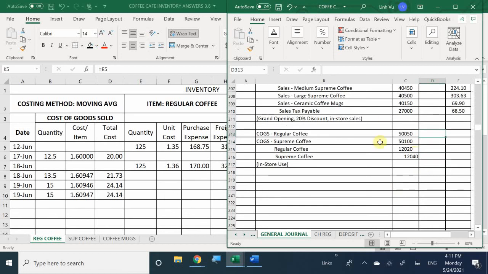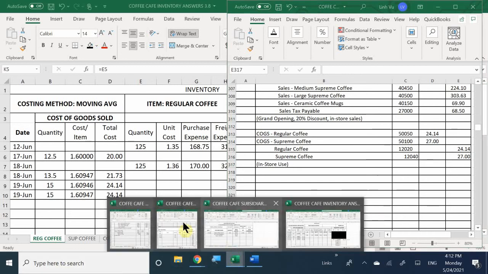Remember, the journal always comes first, because that is step 3 of the accounting cycle. Your ledger follows after as step number 4. You need to have a transaction first before you can enter it into your balances. So here we have it. There's my journal entry for in-store use. Once again, everything looks good. So now we're able to go into our ledger and update our inventory that way.